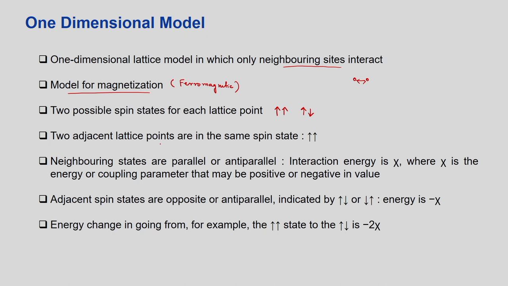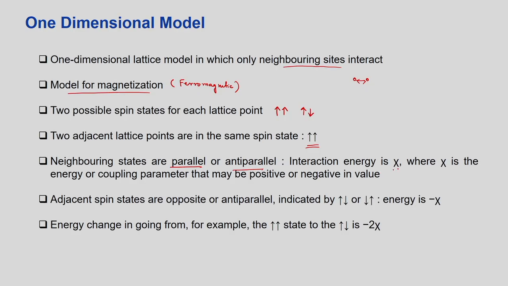When two adjacent lattice points have the same spin state, we give this sign. And the neighboring states become either parallel or anti-parallel. Anti-parallel, as you must know, is when the arrows are in opposite directions. When the two spin states are there, you have an interaction between them, and this is quantified in terms of interaction energy. This interaction energy is given by this symbol, the energy or coupling parameter, which may be either positive or negative. It is positive when both arrows are upwards, and negative when one is upwards and one downwards. It doesn't matter which one is upward, because both configurations are of similar nature.